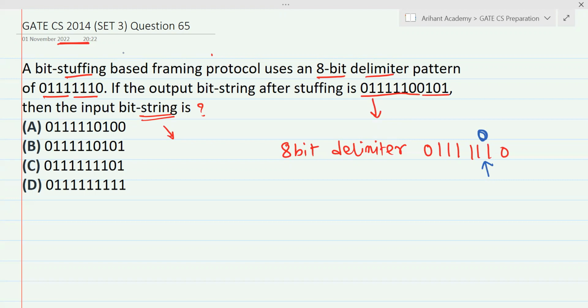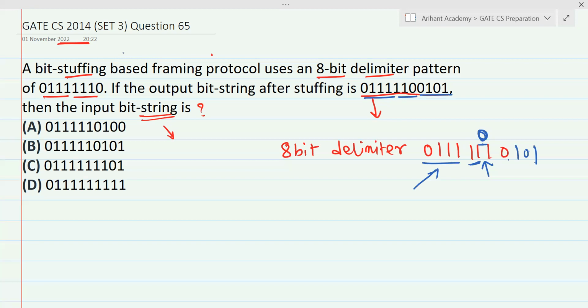So you can match 0 1 1 0 1 1. Thereafter 1 1 0, that is 1 1 0 1 1 0. And thereafter we are having 0 1 0 1. It means that here we are having 0. Now we need 0 1 0 1. So the input string would be like this, right?